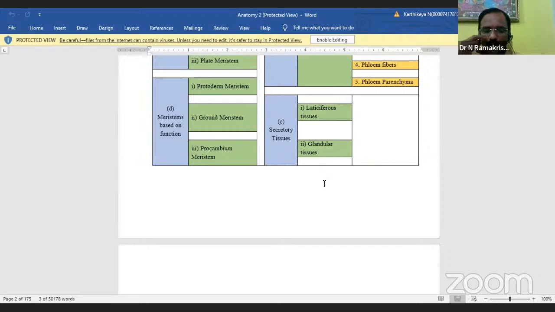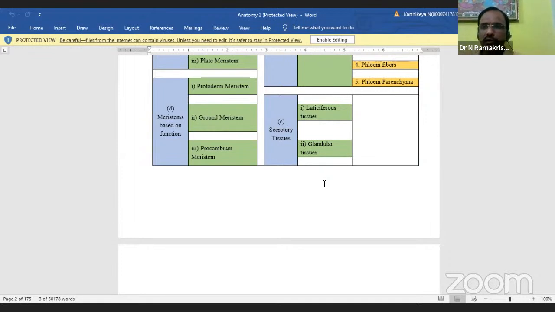We call these nectar glands. And extra floral means outside the floral parts also we look at nectar glands. So we call that floral and extra floral, and that is nectar glands. So this one is nectar glands. And next, one more is there.